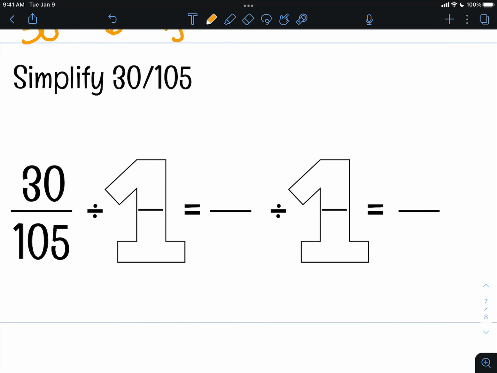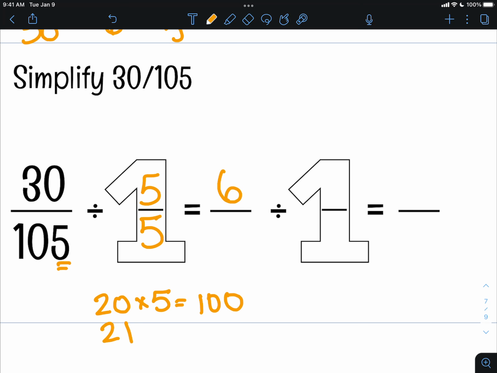All right, let's simplify 30 over 105. All right, we can't divide them by 2 or by 3 or by 4. Ooh, let's try 5s. All right, 30 divided by 5 is 6. 105 divided by 5. Well, I know that 20 times 5 is 100, but then I have an extra 5, so I'd have to have one more, which would be 21.